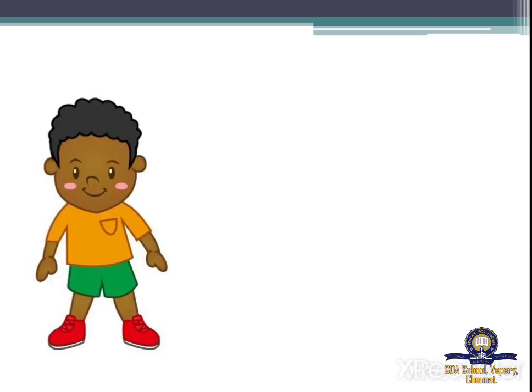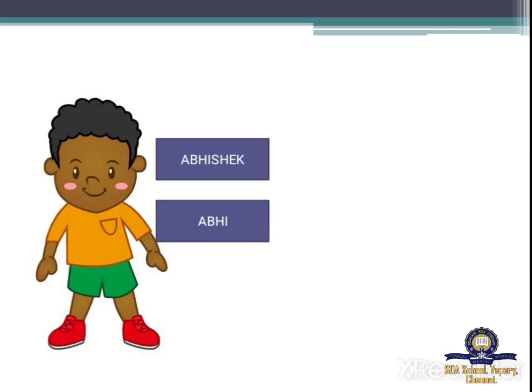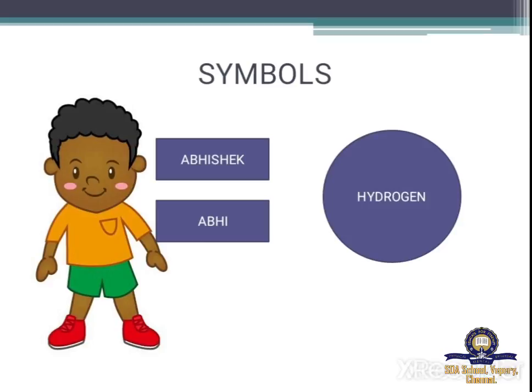For instance, imagine a boy whose name is Abhishek, but his family members and his close relatives call him by the nickname Abhi, which is the short form of Abhishek, right? Similarly, in chemistry, the elements are given with symbols. For example, the symbol of hydrogen is H.